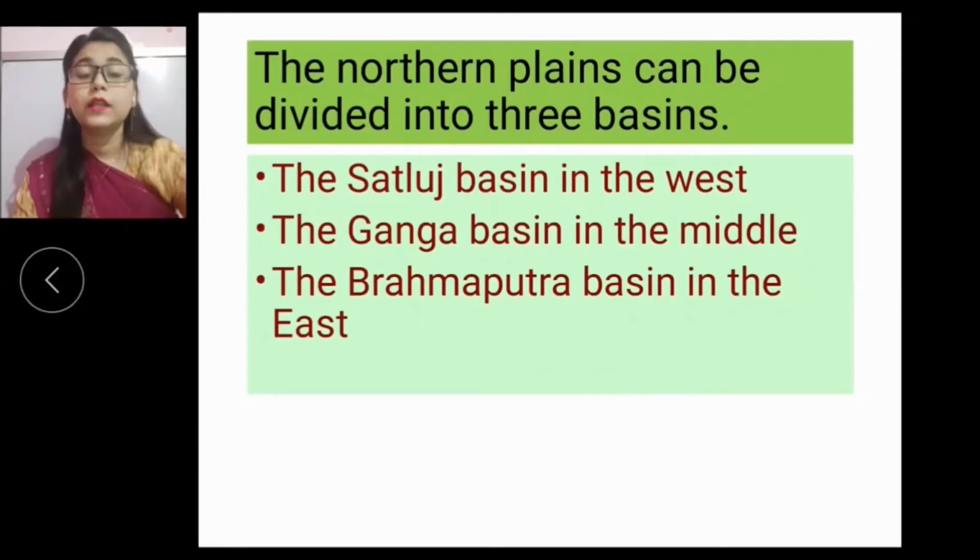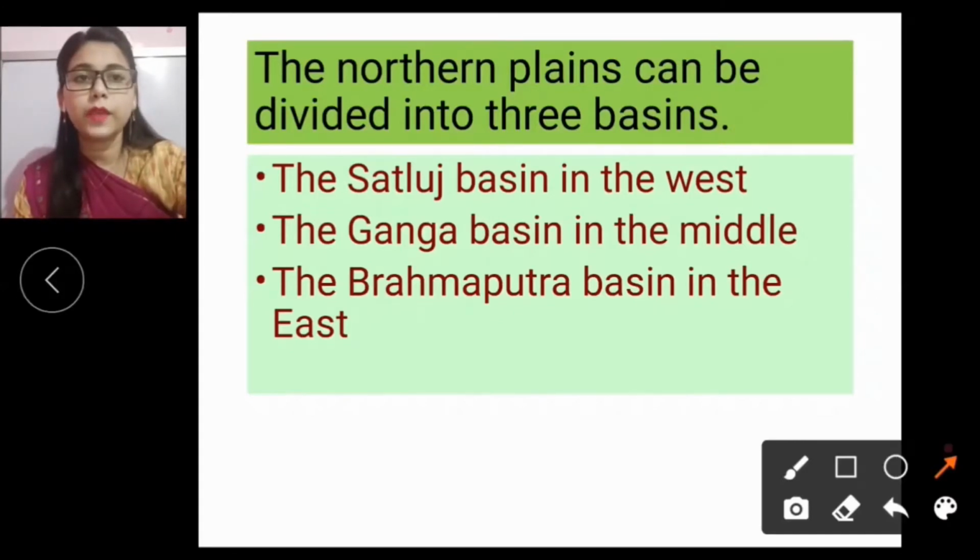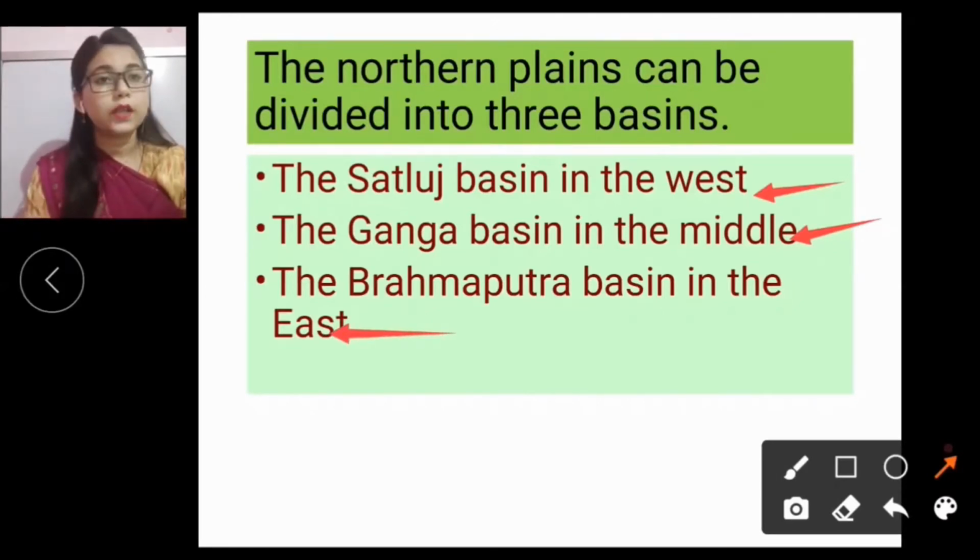So students, the northern plains can be divided into three basins. What are these three basins? The Satluj basin in the west, the Ganga basin in the middle, and the Brahmaputra basin in the east. Okay, the northern plains can be divided into these three basins: the Satluj basin in the west side, the Ganga basin in the middle, and the Brahmaputra basin in the east side. Now let's move further.